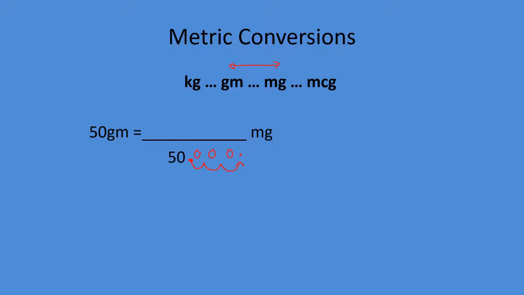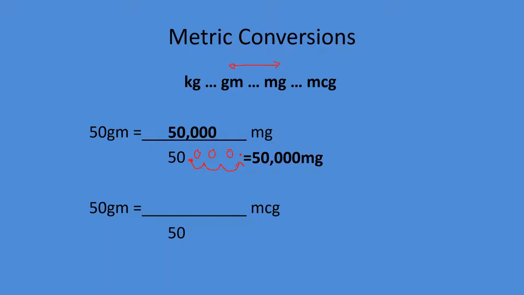It's going to be how much? Yeah, 50,000. That's how easy it is to convert within the metric system. So that was grams to milligrams. So now let's do grams to micrograms. If we go from grams to micrograms, how many spaces is it? Yeah, it's 3 plus 3 more.